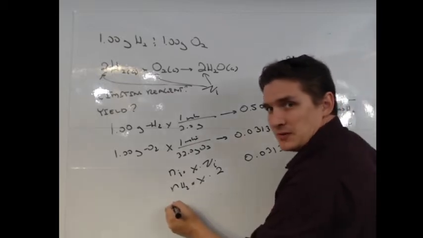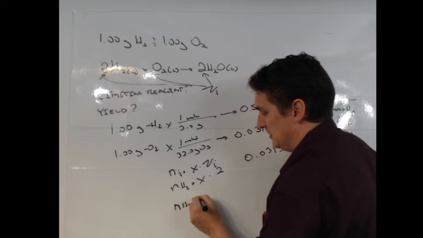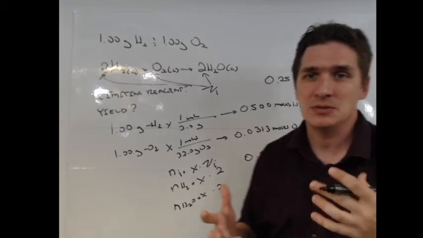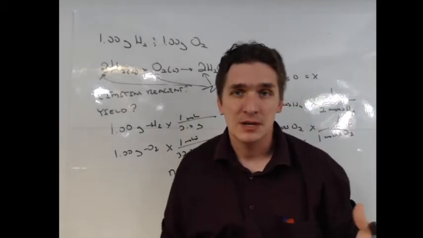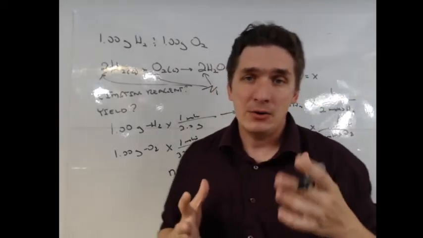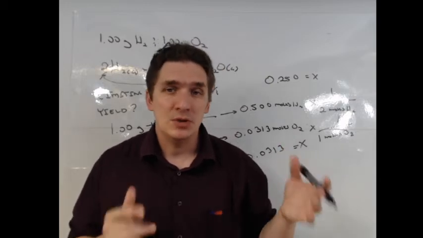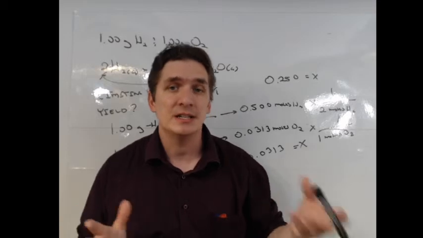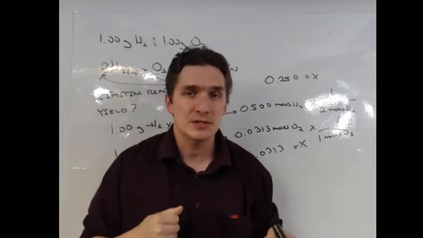If we want to know moles of H2O, it's x times 2, so we'd have 0.0626 moles of H2O produced. So the power of the extent of reaction is that once you know it, converting to everything else in the equation is really just a matter of taking x and multiplying it by the coefficients.